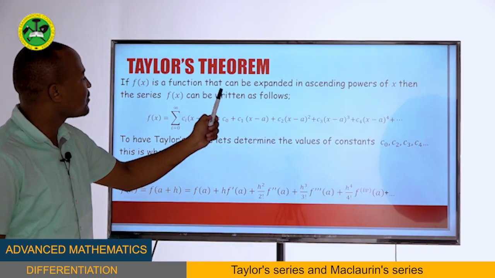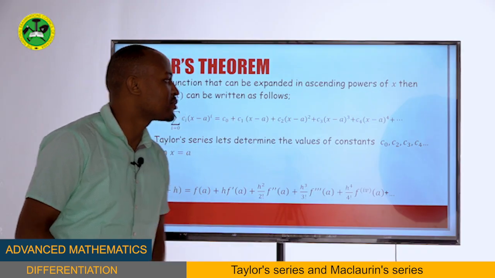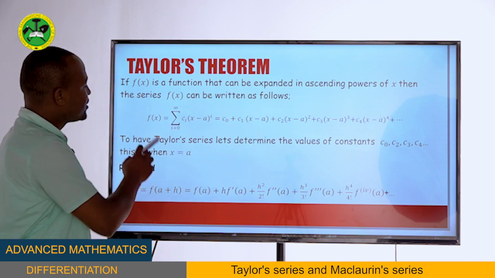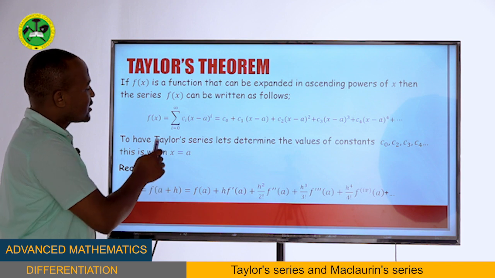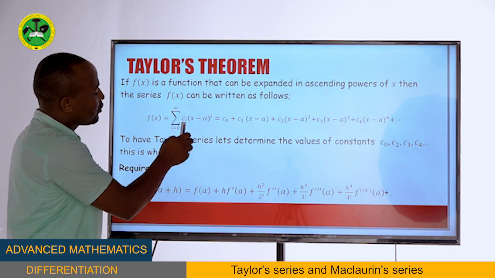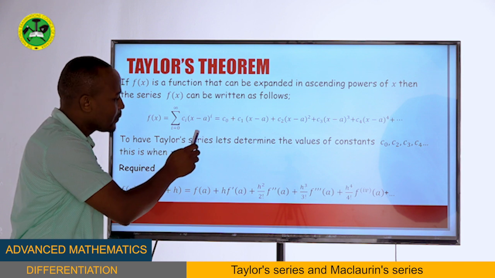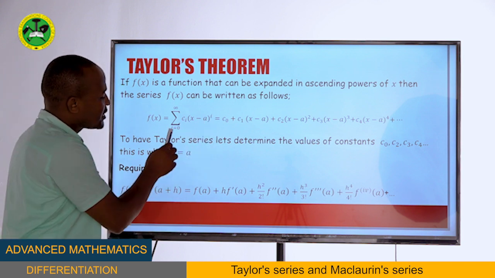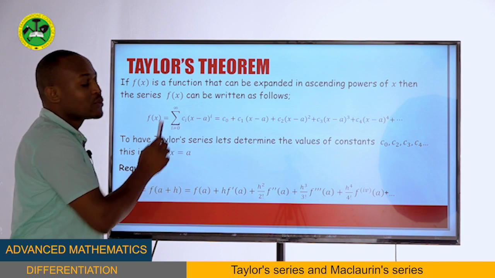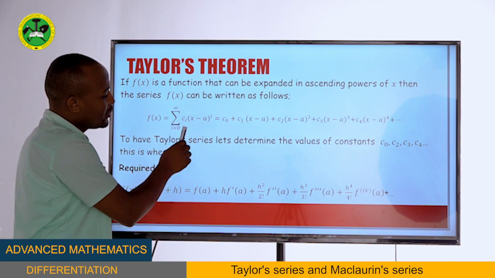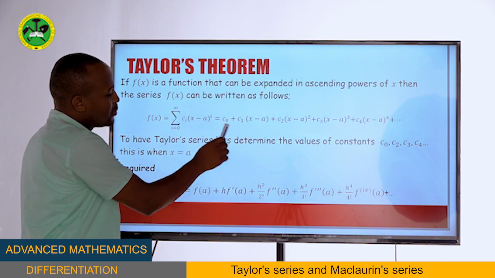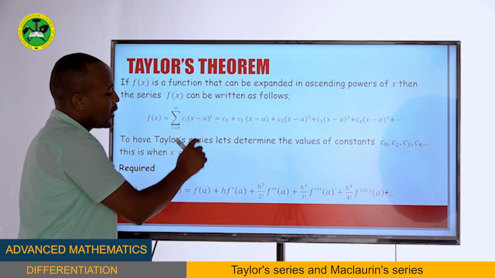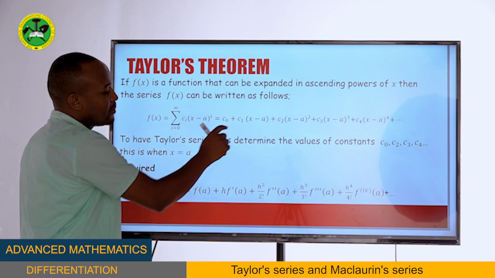If f of x is a function that can be expanded in ascending powers of x, then the series f of x can be written as follows. That is a summation of this factor, c sub i, in brackets x minus a raised to i. That is to say, it starts from when i is equal to 0 to infinity. When we put a 0 there, that factor will be 1 times c sub naught. It will remain c sub naught.